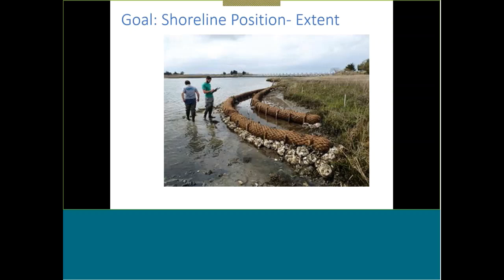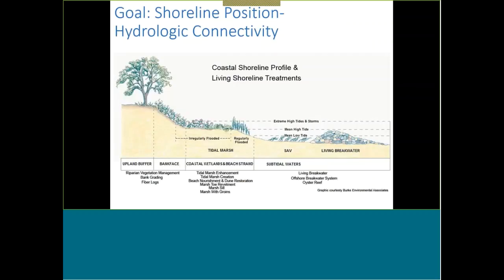We're actually building out the extent of the shoreline by providing different tiers and elevation of coir logs that are protected by oyster shell bags. And then also keeping in mind for shoreline position that hydrologic connectivity.